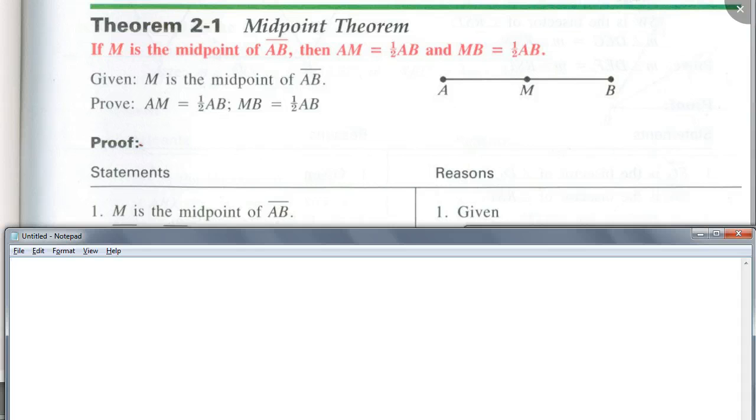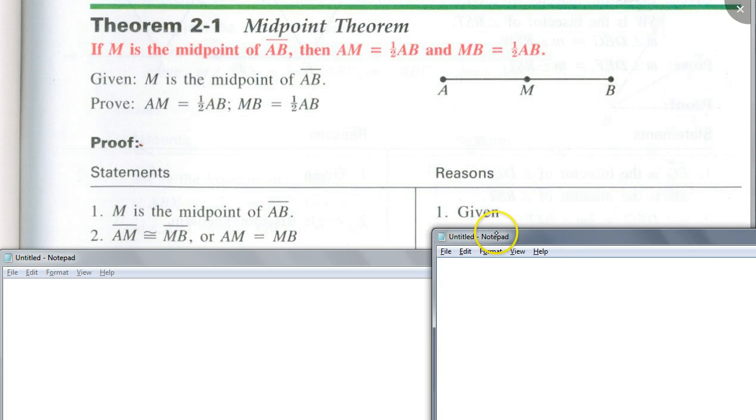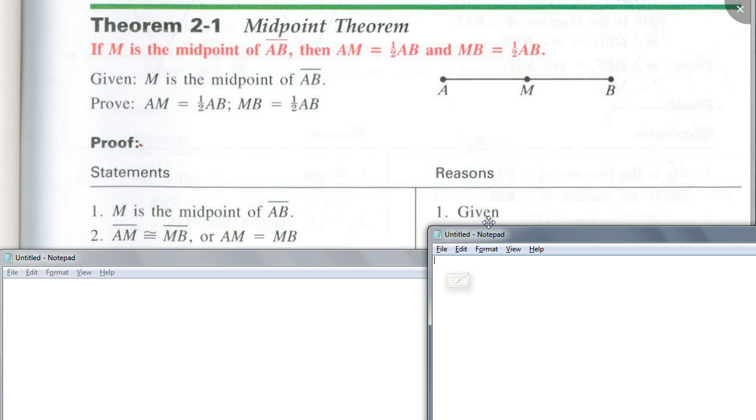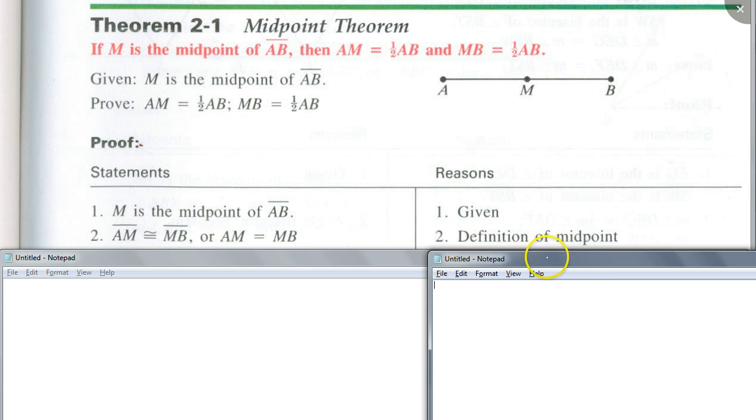MA equal to MB. Yeah, MA is equal to MB. Well, you kind of have to say they're congruent, right? The segment AM is congruent to segment MB. Why? What's the reason? Definition of midpoint is exactly right. Since M is the midpoint, we're just going to use the definition of midpoint and say AM is congruent to MB. What's the reason? Because of definition of midpoint.